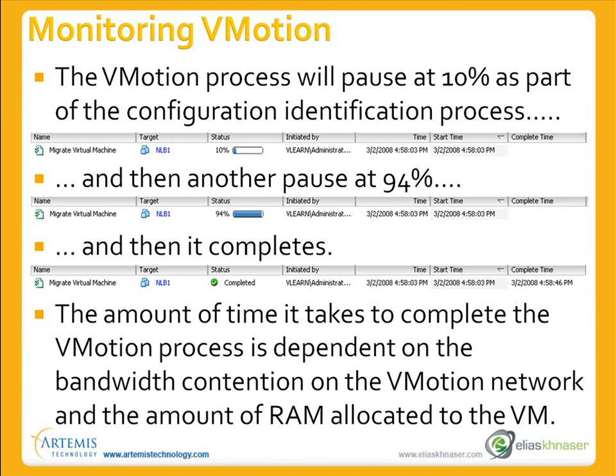Down in the task, and we'll show you this during the demo, the vMotion process will pause at 10% as part of the configuration identification process, and then it'll pause again at 94%, and then it'll complete. Now, the amount of time it will take to do the vMotion process will depend on the bandwidth contention on the vMotion network and the amount of RAM that is allocated to the virtual machine. All of that will determine how quickly vMotion takes place.